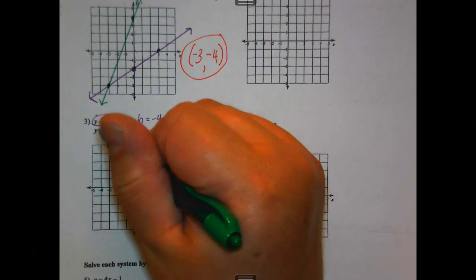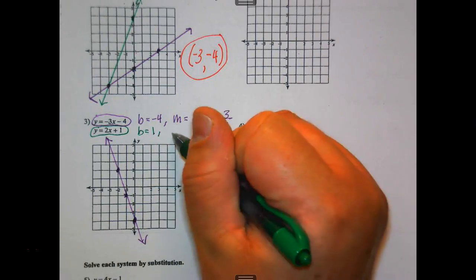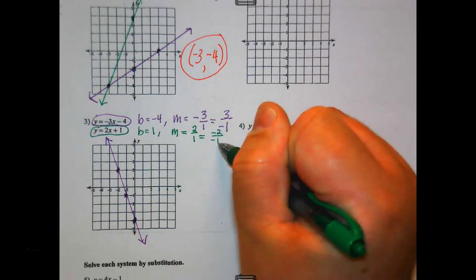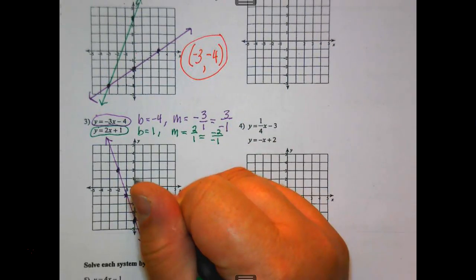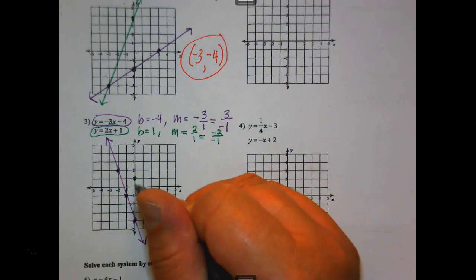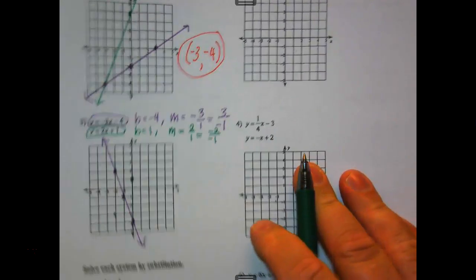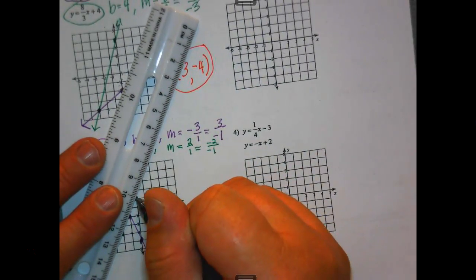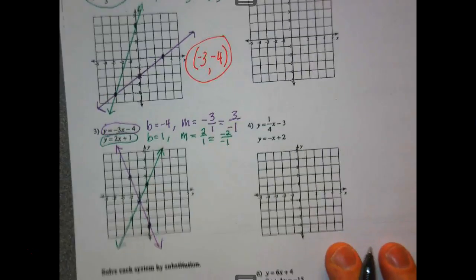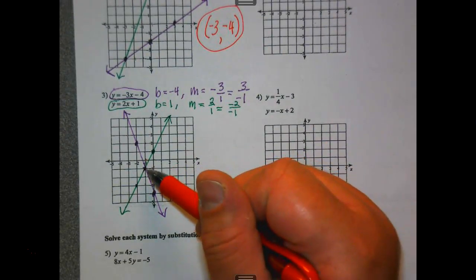Second equation. See, my b is 1. My m is 2/1 or -2/-1. There's my 1. I'm going to go down 2 to the left 1. Down 2 to the left. Again, this one's going to intersect at exactly 1 point. So the solution to this system is -1, -1.